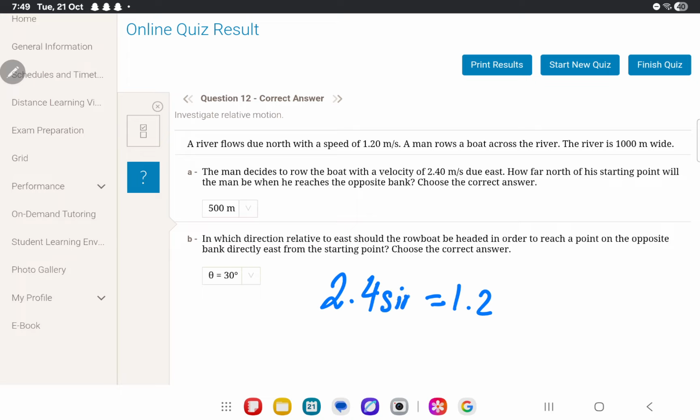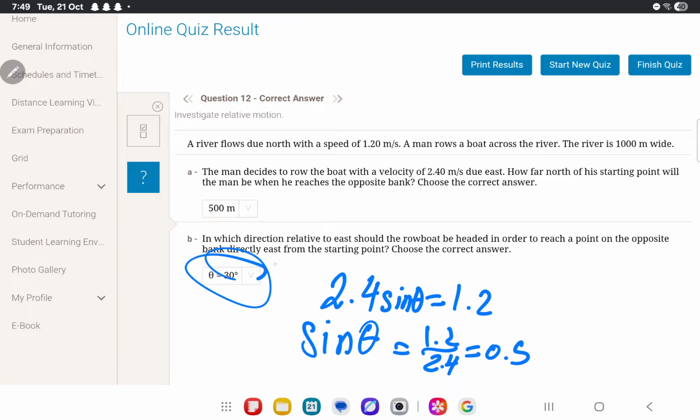So we're going to write sine theta, or sine alpha, whatever. This is just thinking and math at the same time. So sine theta is equal to 1.2 over 2.4. This is equal to 0.5. Initially, you don't even need to think about the sine of theta when it's 0.5. It's 30 degrees, and that's the answer.